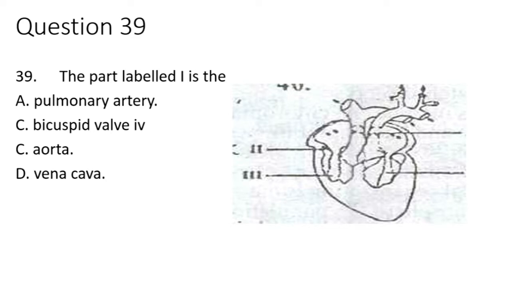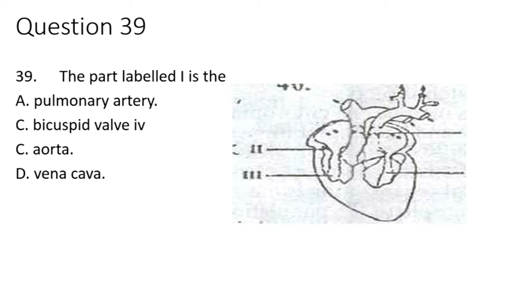Okay. Use the diagram below to answer questions 39 and 40. This is the structure of a mammalian heart, a transection of a mammalian heart. Some parts are labeled 1, 2, 3, and 4. So the part labeled 1 is the pulmonary artery, bicuspid valve, aorta, and then vena cava.